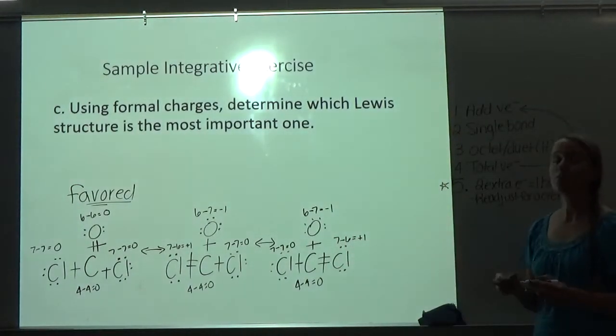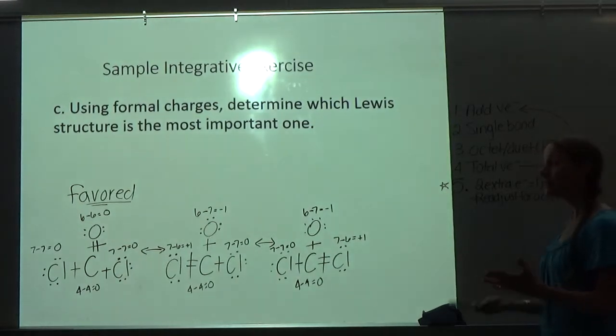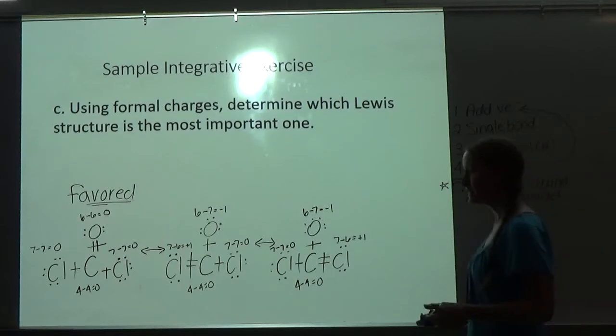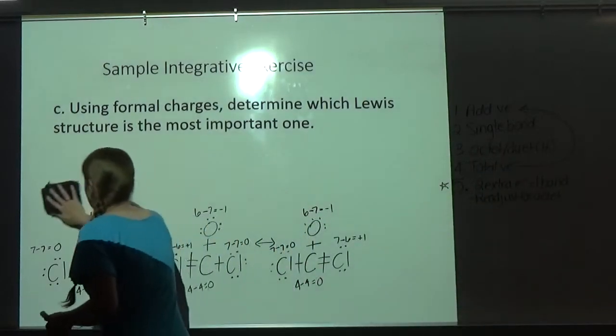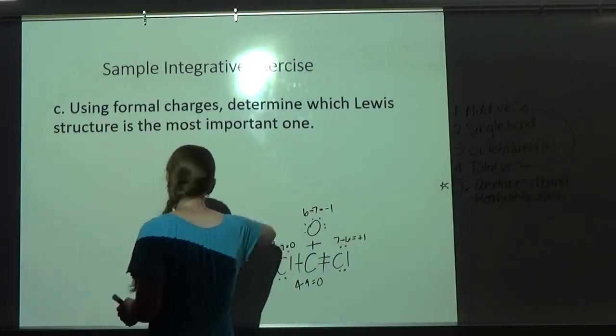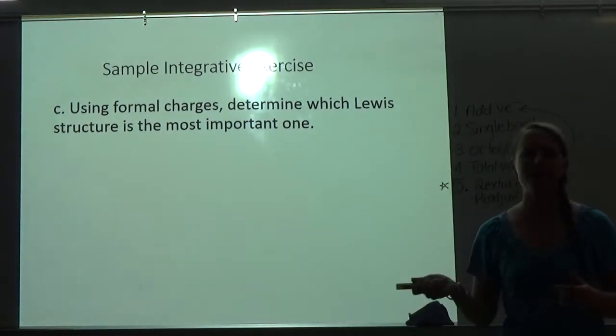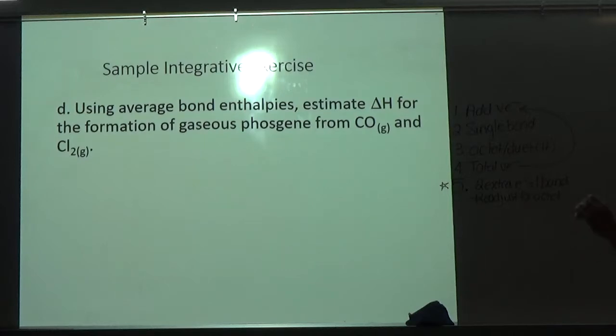So because the first structure with the double bond to the oxygen has all 0 formal charges, that would be the favored resonance structure. And I think I need that resonance structure for the next question, so I'm not going to refigure it out. I'll just draw it the way it was.